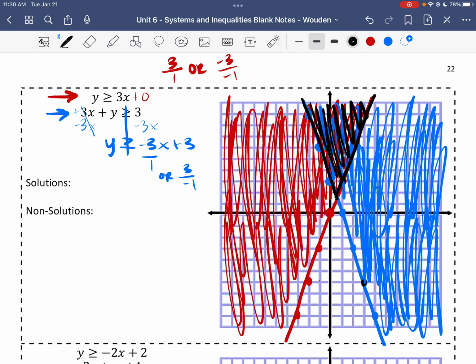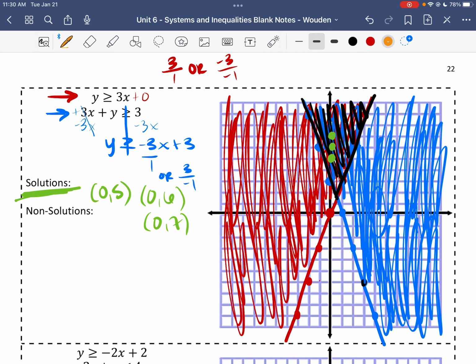So I'm going to take the points. Let's see, we're going to find solutions. I'm going to do it in my green. So the point 0, 1, 2, 3, 4, 5. The point 0, 5. That's in my overlapping area. 0, 6 is also in my overlapping area, which is right here. 0, 7 is also in my overlapping area. Cool. I just found 3 points that are solutions.